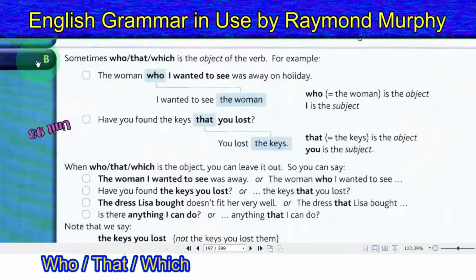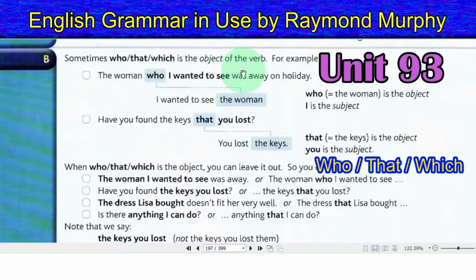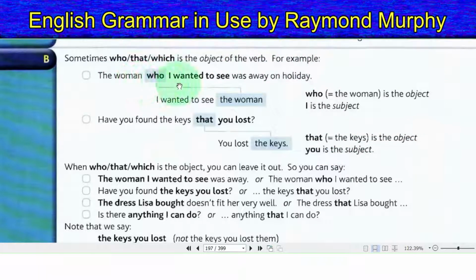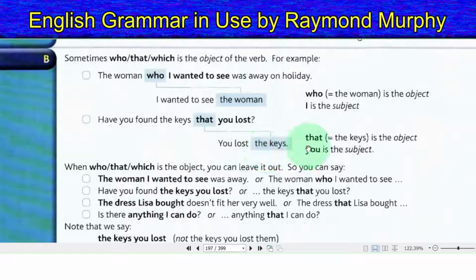B. Sometimes who, that, which is the object of the verb. For example, the woman who I wanted to see was away on holiday. I wanted to see the woman. Who. The woman is the object. I is the subject. Have you found the keys that you lost? You lost the keys. That, the keys, is the object. You is the subject.